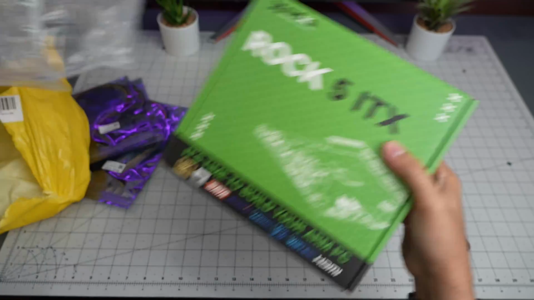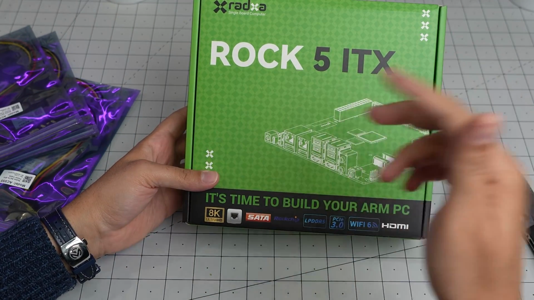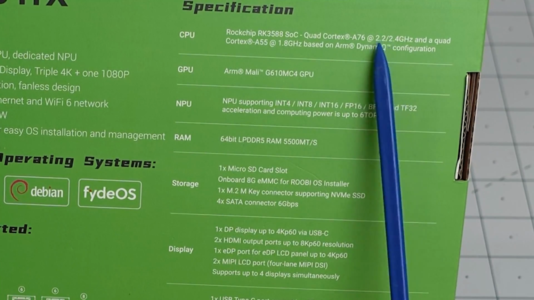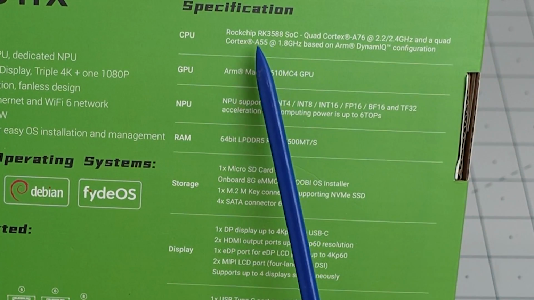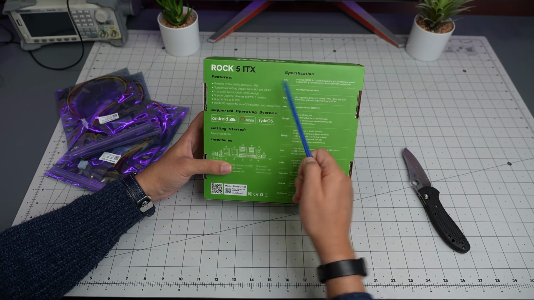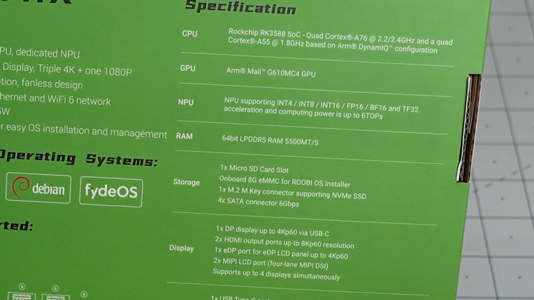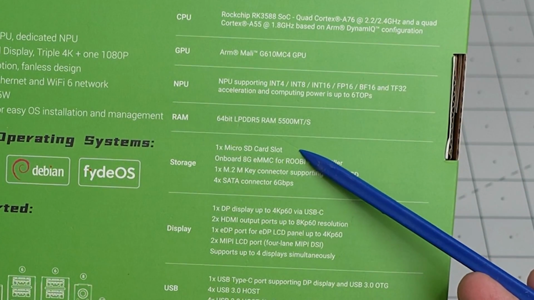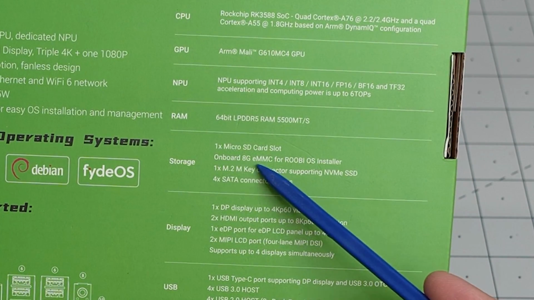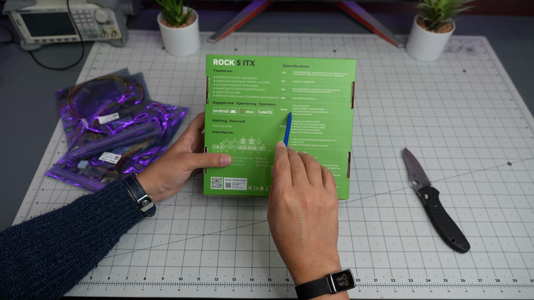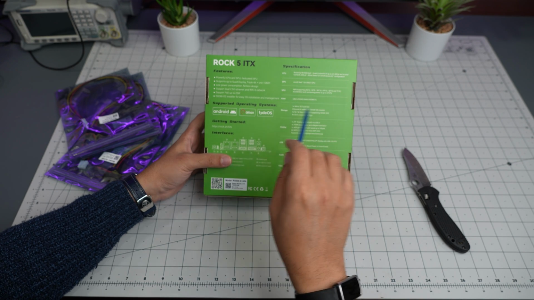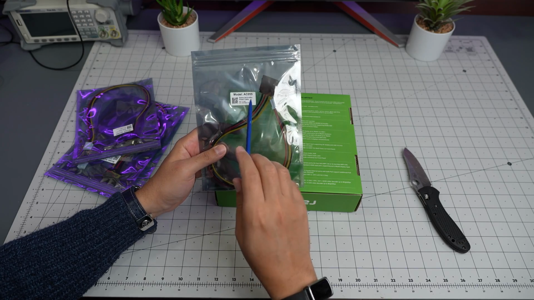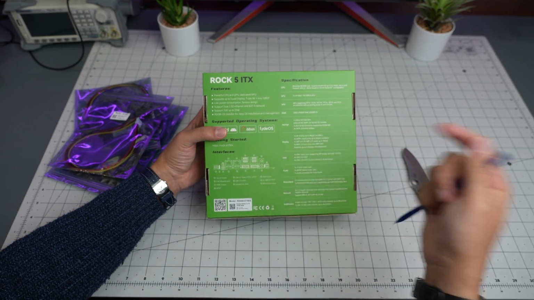Okay, right. So ROCK 5 ITX in Mini-ITX form. In terms of specs, RK3588 SoC, quad, yep, we talked about it, 2.2 to 2.4 GHz for the A76 cores, and the A55 cores are 1.8 GHz, and those are for the background processes. ARM Mali-G610, we talked about it, NPU 6 TOPS, RAM LPDDR5, and I bought the 16 GB version. Storage, you can use the microSD card slot. You can use the onboard 8 GB eMMC for the Ruby OS installer. And then there is the M.2 M key connector supporting NVMe SSD, which we are going to test. And then there are 4 SATA connectors, and Radxa shipped me these SATA cables that we need to power our SATA disks, which I'm going to test.